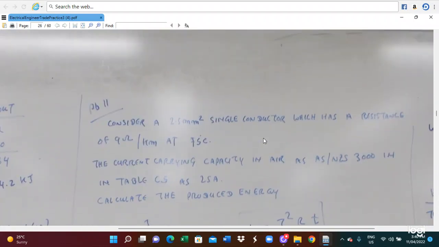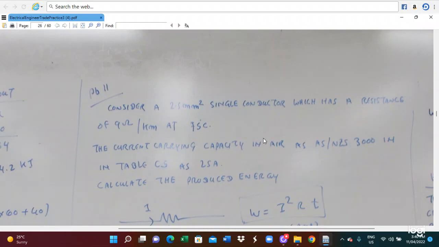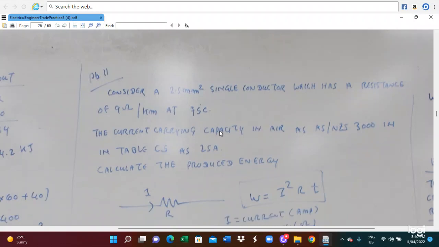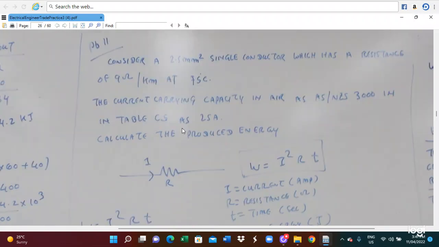The next problem is to consider a 2.5 millimeter square single conductor which has a resistance of 9 ohm per kilometer at 75 degrees centigrade. The current carrying capacity in air is 25 amps, as given in the table. In this case, we have to calculate the energy produced.